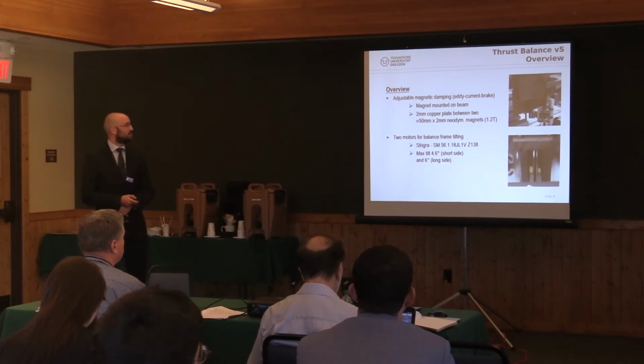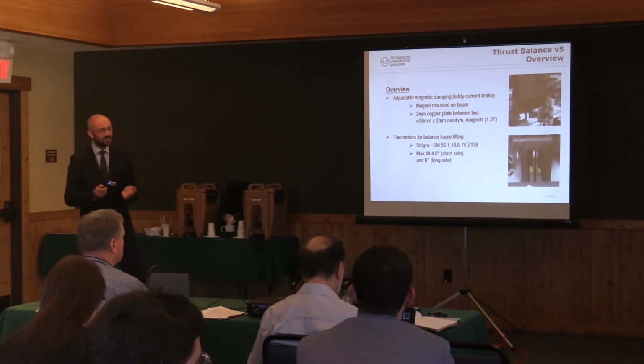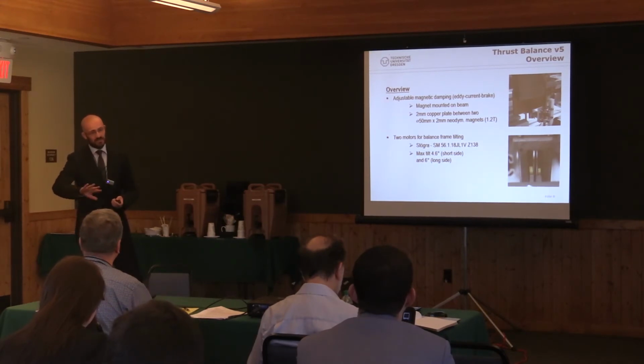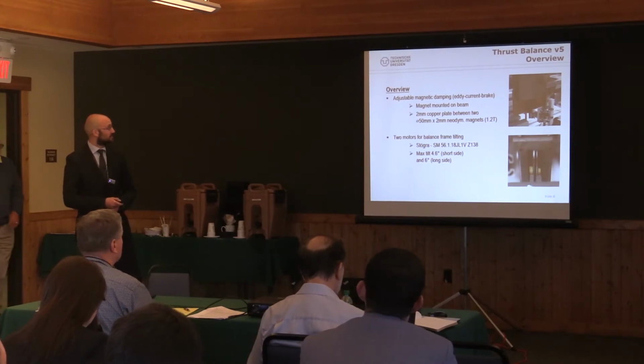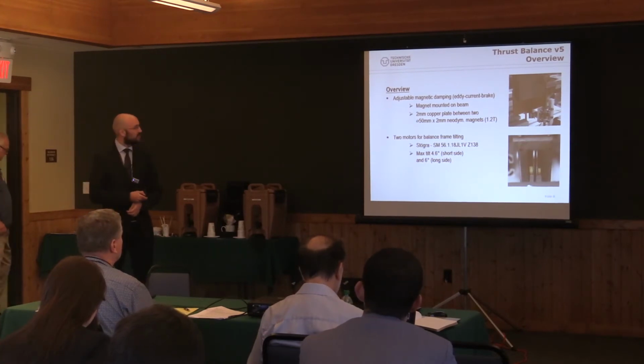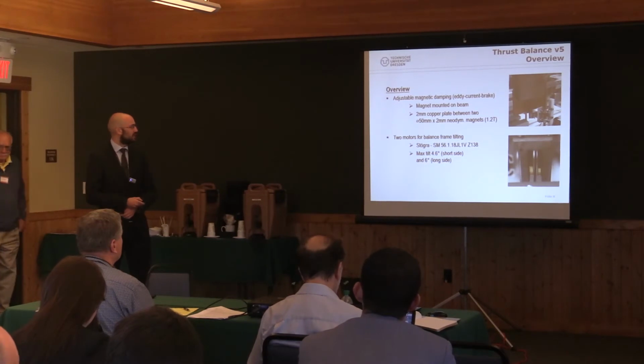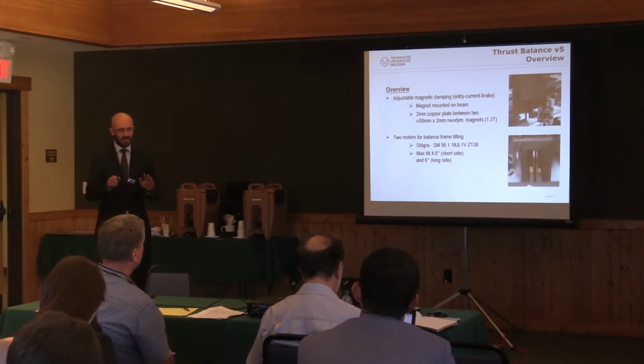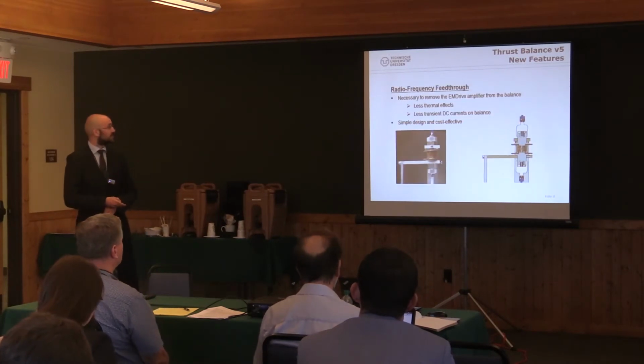For damping, we use magnetic damping, basically an eddy current brake. Here, the magnet again is on the beam itself, so no interactions should occur. All the cables that are outside of the balance are far away from this magnet. I will talk about the damping a little bit later and show a measurement of that. We also have 2 tilt motors to level the balance in the vacuum chamber.